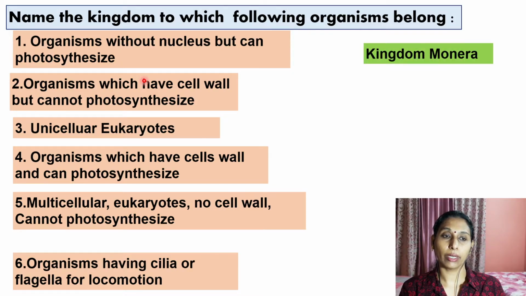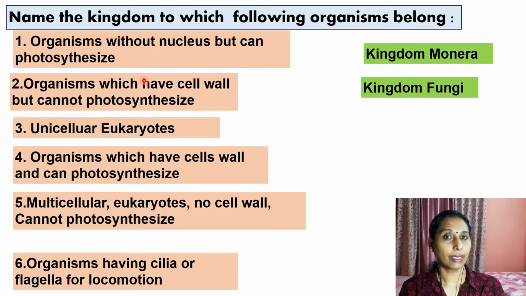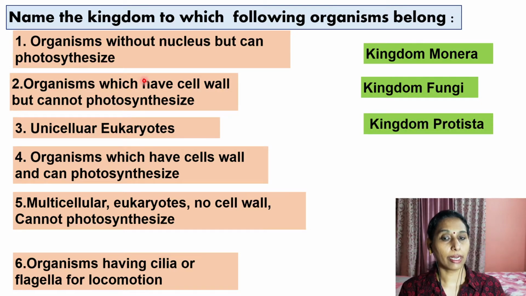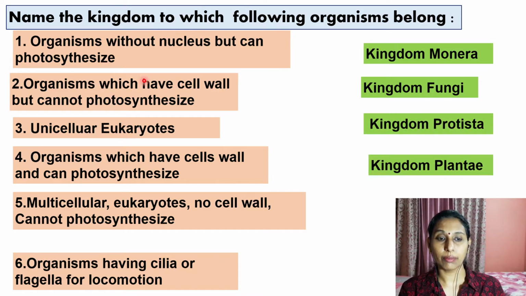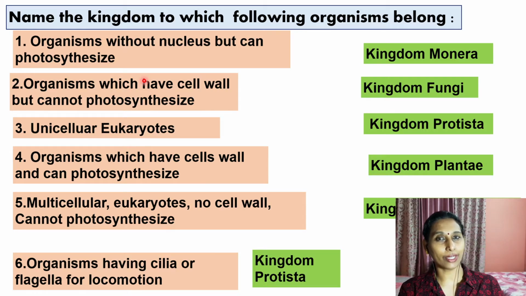First one, organisms without nucleus, kingdom Monera. Which have cell wall but cannot photosynthesize, kingdom Fungi. Unicellular eukaryote, kingdom Protista. Organisms which have cell wall but can photosynthesize, of course it's kingdom Plantae. Multicellular eukaryotes, no cell walls, cannot photosynthesize, kingdom Animalia. Organisms having cilia or flagella for locomotion, what is it? Of course it is kingdom Protista.